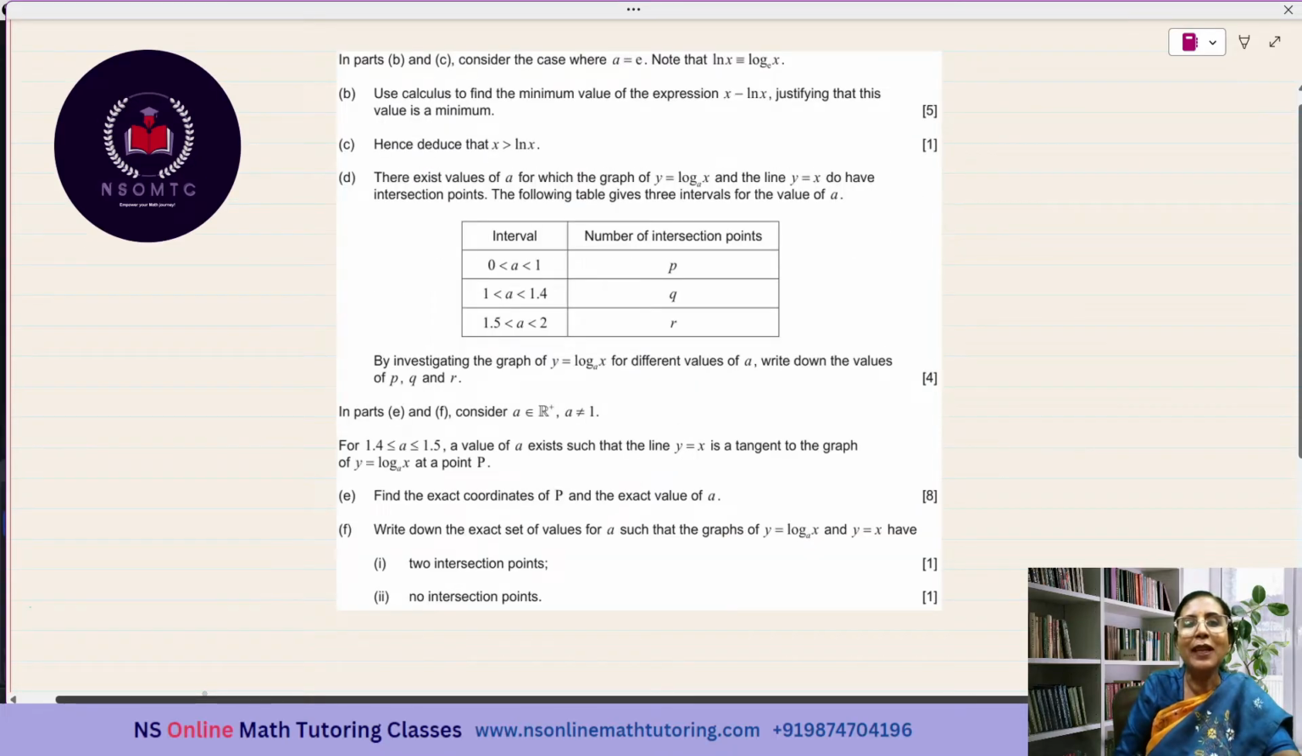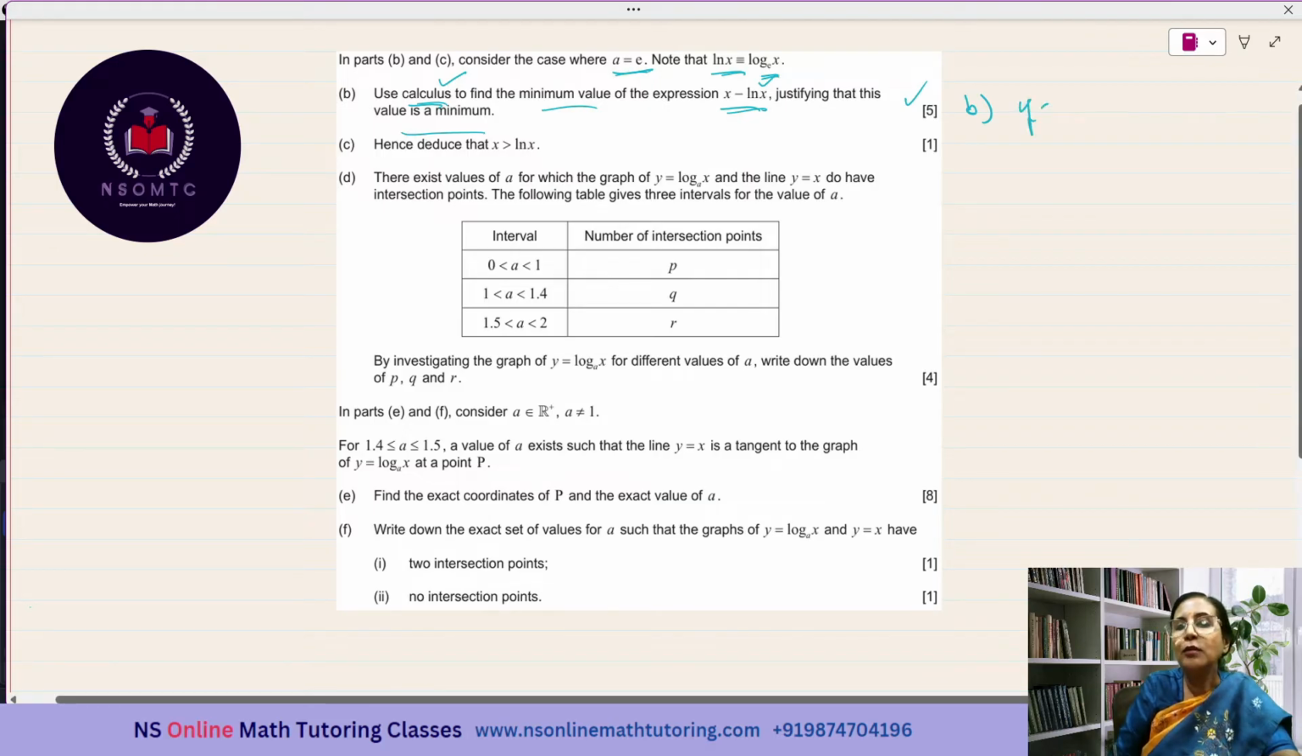In parts B and C, consider the case where a is equal to e. Note that ln of x is log of x to the base e. Subpart B's question is: use calculus to find the minimum value of the expression x minus ln of x, because we may definitely graph this expression and find the minimum value, but they are asking us to use calculus, not the graph, justifying that this value is a minimum. It is containing 5 marks. Okay, so subpart B.